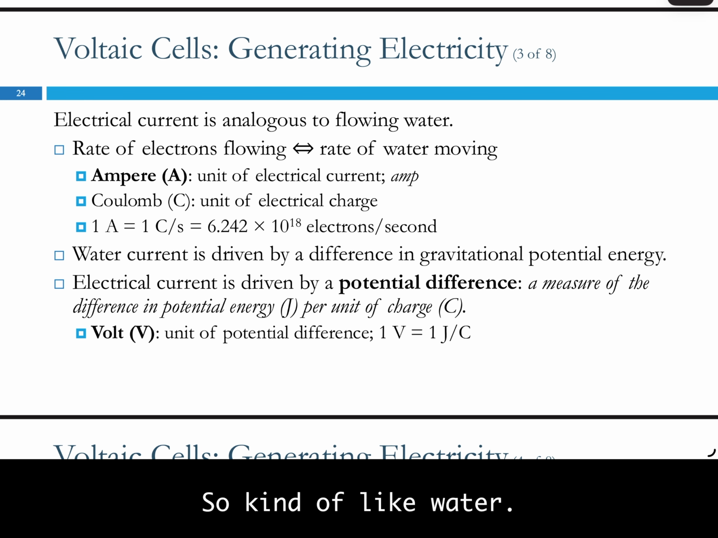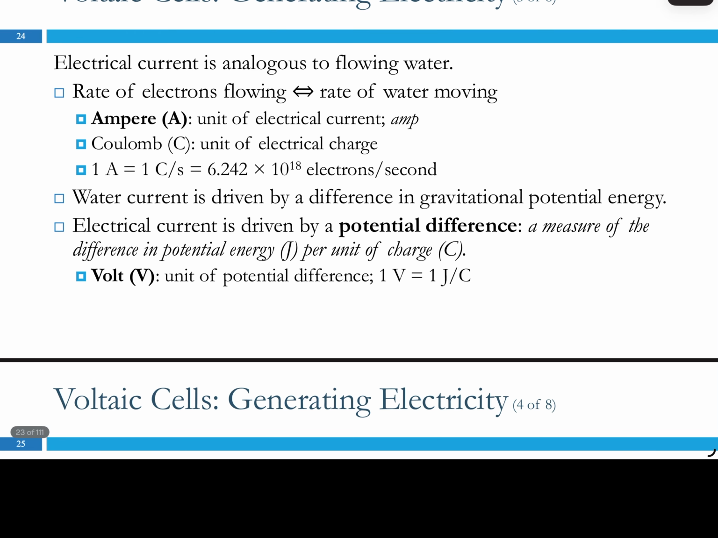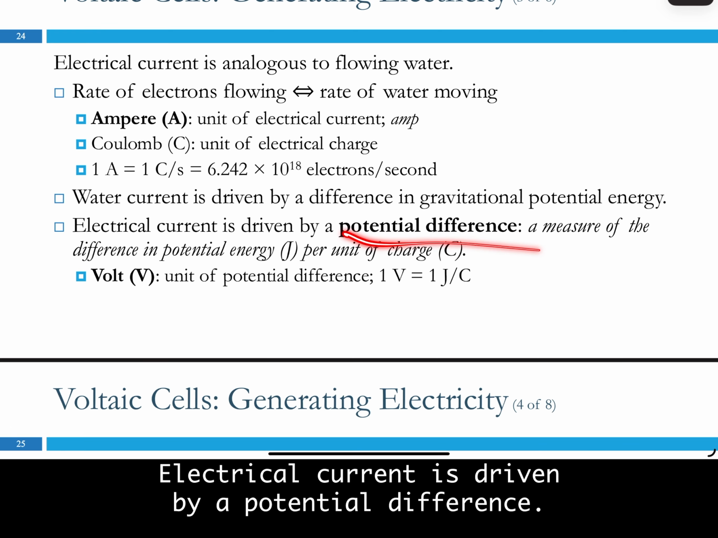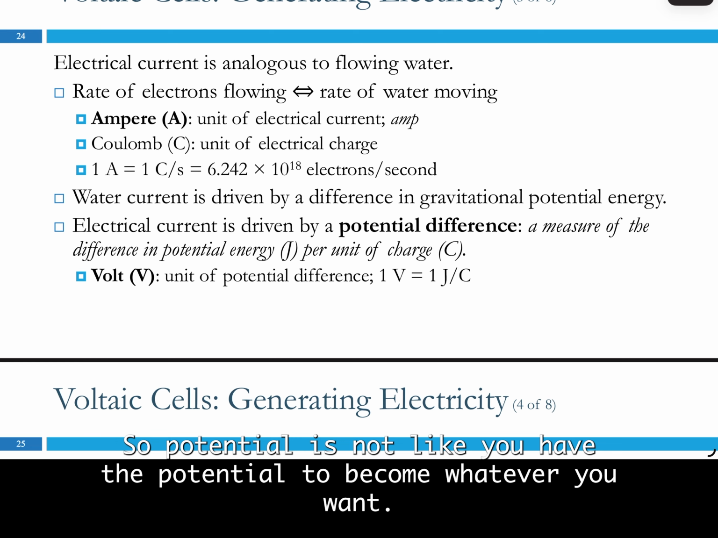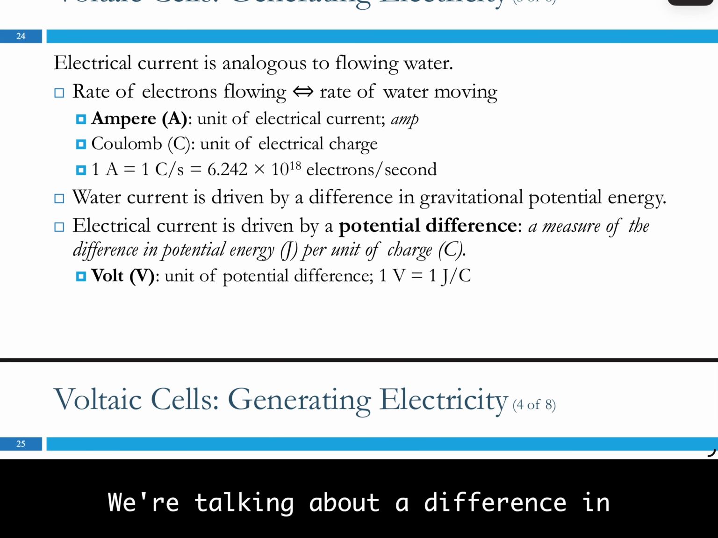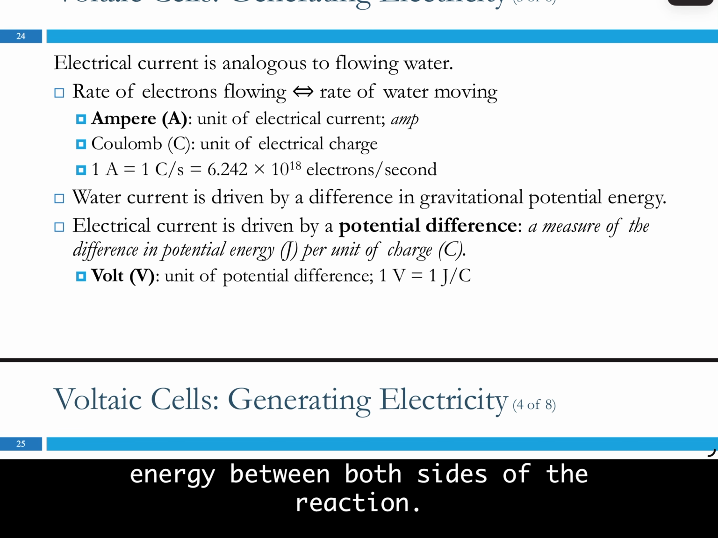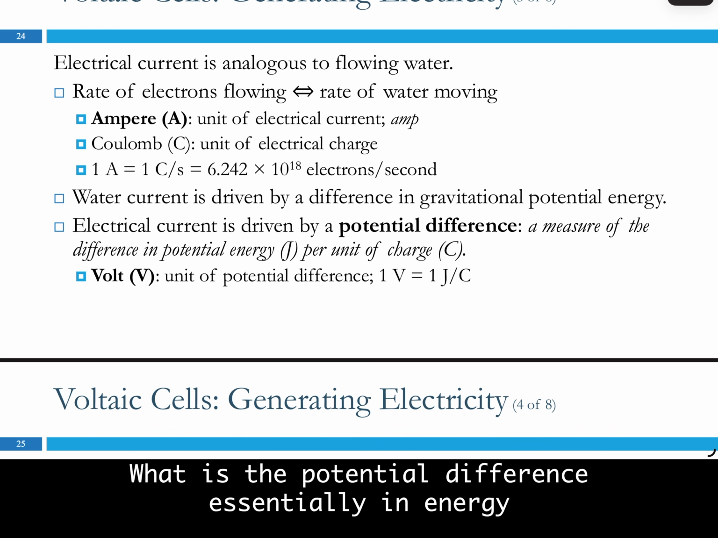So it's kind of like water, although it's a so-so analogy. Electrical current is driven by a potential difference. So potential is not like you have the potential to become whatever you want, like great potential. We're talking about a difference in energy between both sides of the reaction. And so that's always going to be relative from one thing to another. What is the potential difference, essentially, in energy?